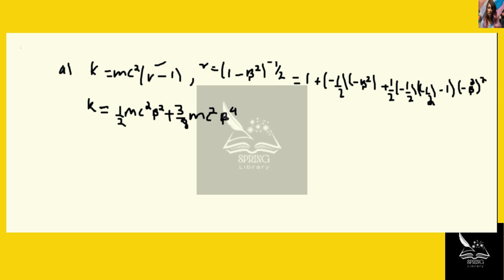In part B, if we substitute the beta value to be 1 over 20 and mc square for electron, what is the classical energy? The classical kinetic energy Kc is simply 1 over 2 mv square, which is equal to 1 over 2 mc square beta square.